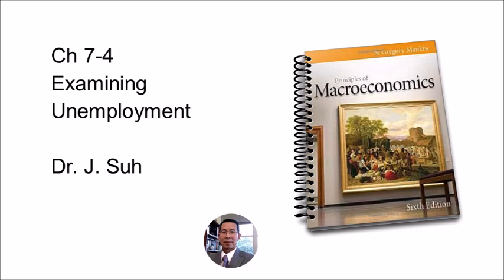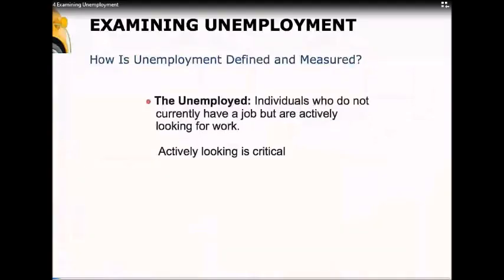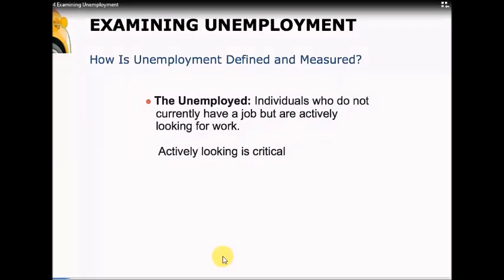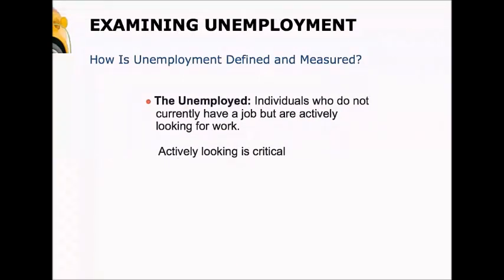Now let's talk about the unemployment rate and examine how it's measured and how it might differ across countries and among different people. First, what does unemployment mean? Who is the unemployed? Unemployed are individuals who do not currently have a job but are actively looking for work. The actively looking part is critical. Someone who does not want a job and is not actively looking for work is not counted as unemployed. So it's only those individuals who are actively looking for work and who do not currently have a job that count as unemployed.